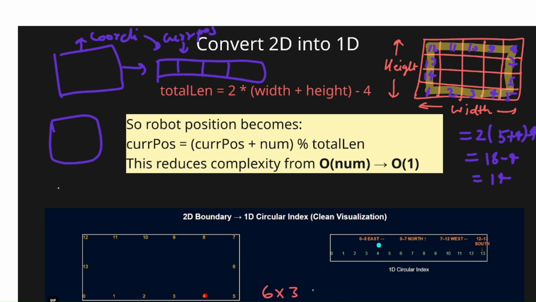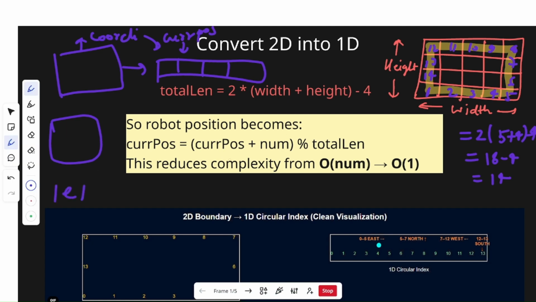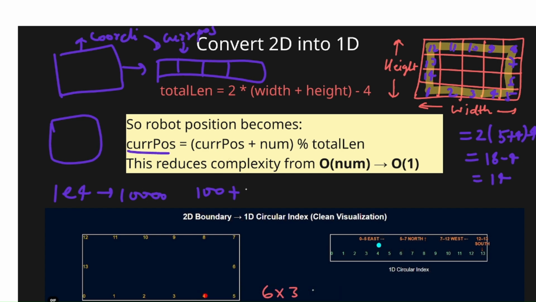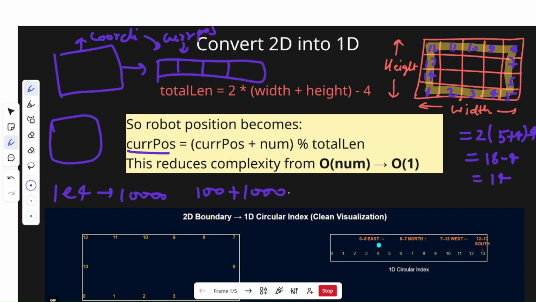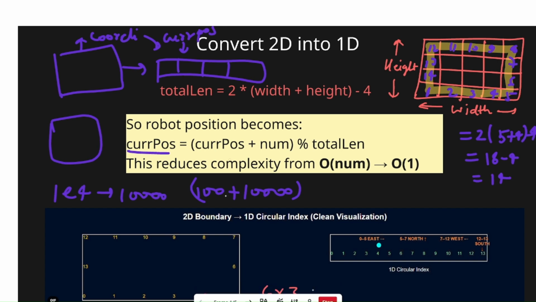Suppose your query is to move the robot by 1e4 steps, or you can say 10,000. Then how can you do it? You just need to find the current position. Suppose the robot is at the 100th position, then you just add the number of steps in the current movement. Then you need to take the circle length. What is the length of the circle, or you can say the total boundary length?